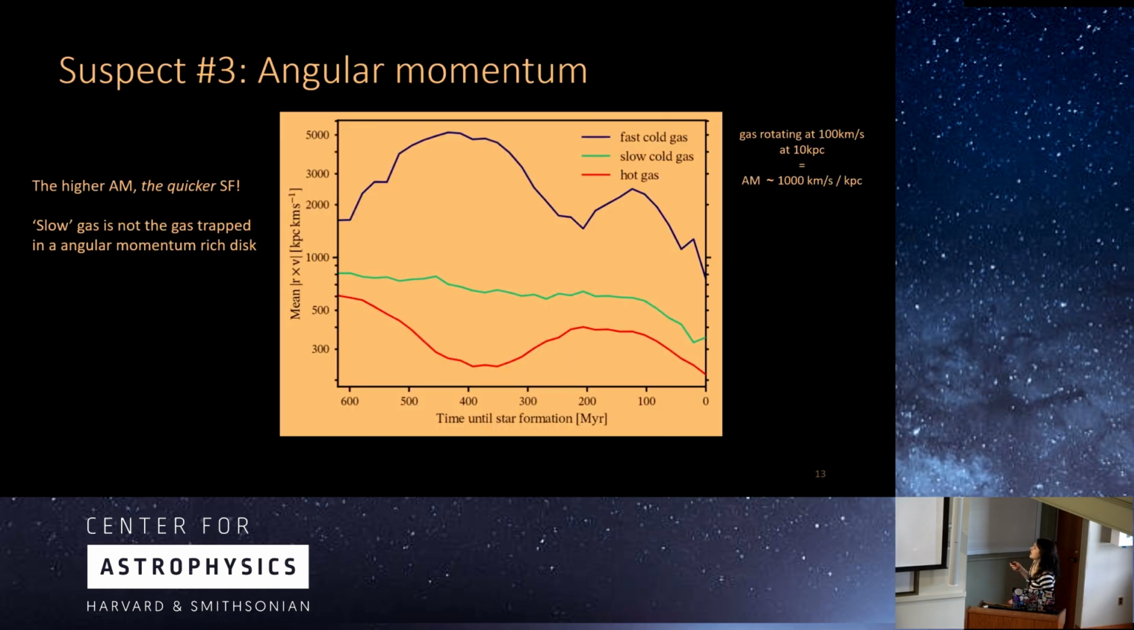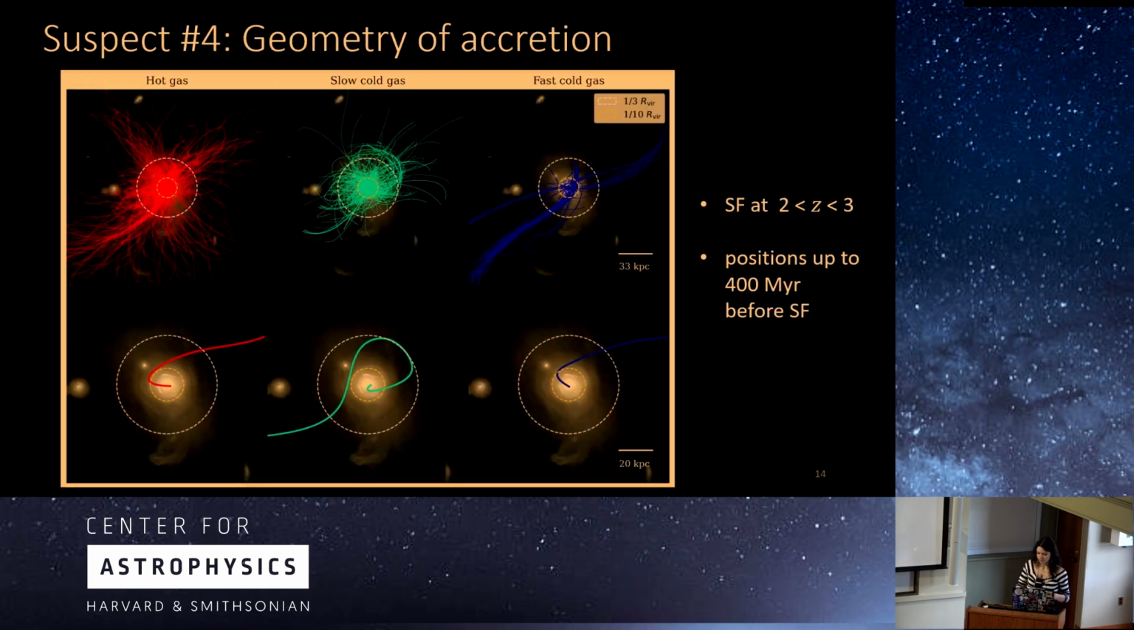Okay, so once I had that, I looked at the angular momentum, the third suspect. And here you can see the mean specific angular momentum for these three groups. And again, another surprise: actually the fast cold gas is the one that reaches the galactic center with higher angular momentum. Because we thought, okay, maybe this delay is actually caused by gas residing in a rich angular momentum disk. But no, actually that is not true. It's actually the exact opposite. So again, not angular momentum.